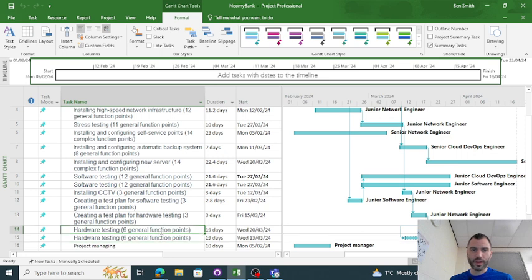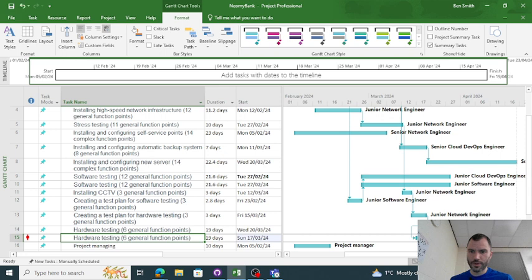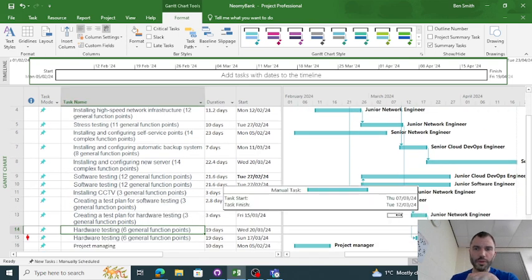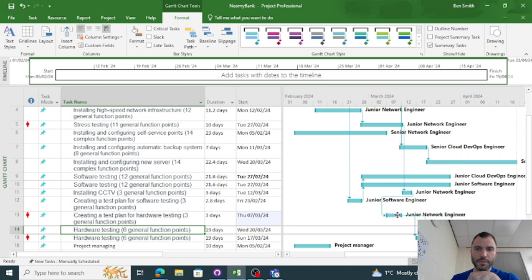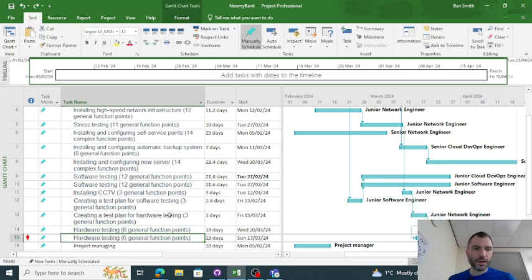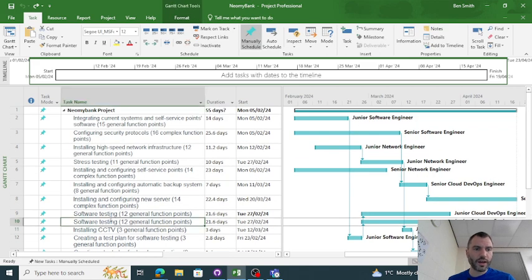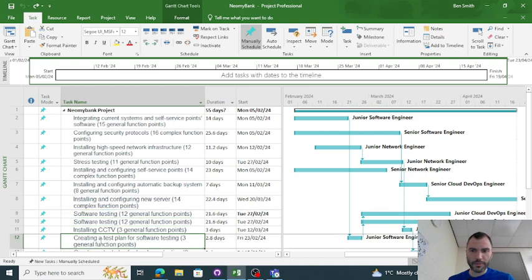There's a slight mistake there, isn't there? Need to move that on. You can drag that on. But yeah, you've got to either move that back, but then you get clashes, you see. So I'm just going to undo all that. But yeah, creating a test plan has to come before you do the actual testing. Same for software. Creating a test plan for software comes before you do that.